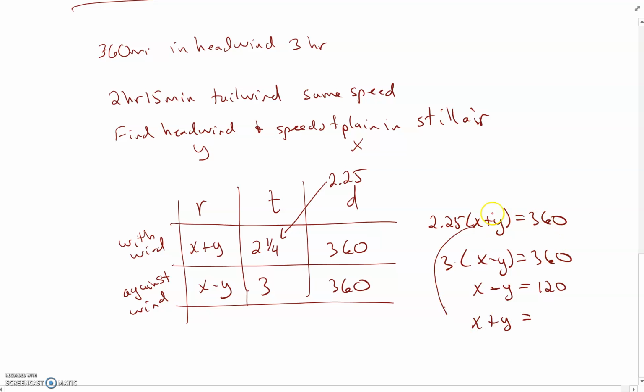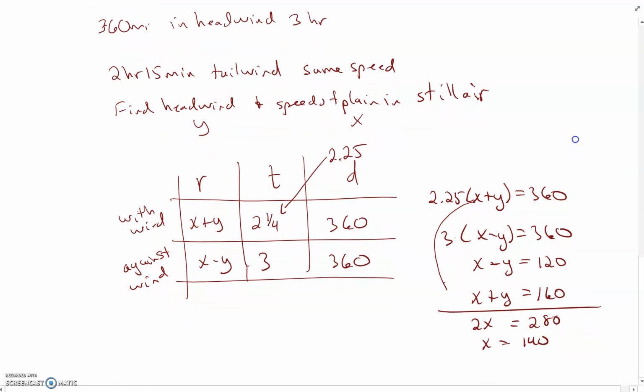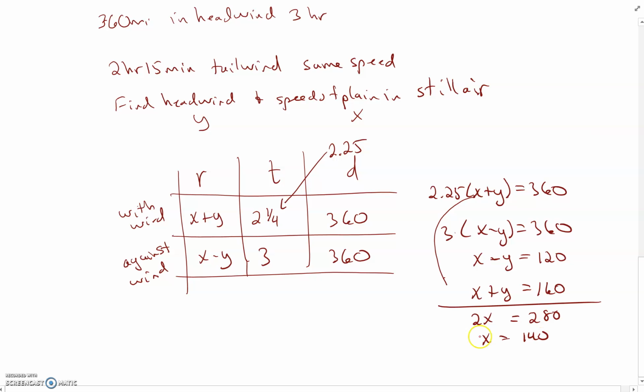I take 360 divided by 2.25, it's 160. Now we just add these together. You get 2x, and the y's cancel. That gives you 280, so x equals 140, and that's correct. I checked it out. If x is 140, plug it back in, then y has to be 20, right? 140 plus 20 equals 160. So there you go.